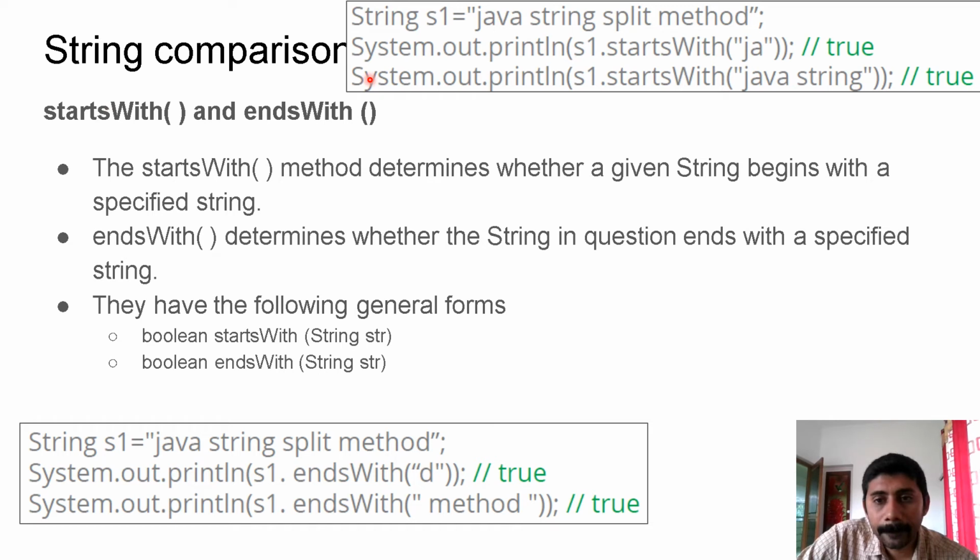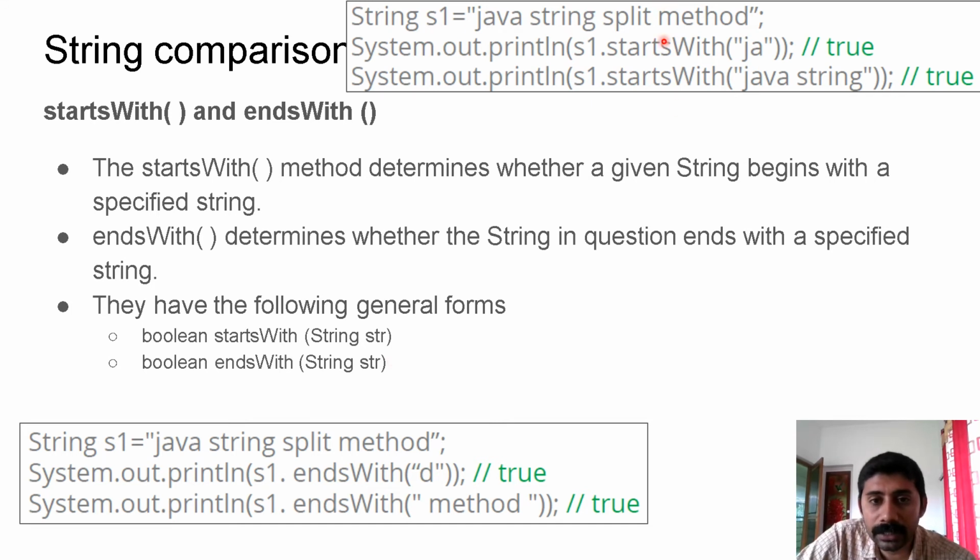String comparison. Starts with, ends with. There are so many string methods. The starts with method determines whether a given string begins with a specified string. Ends with, this method determines whether the string in question ends with a specified string. They have the following general form: boolean starts with, pass one string, boolean ends with. So you will invoke this like particular string dot starts with another string, or particular string dot ends with another string.